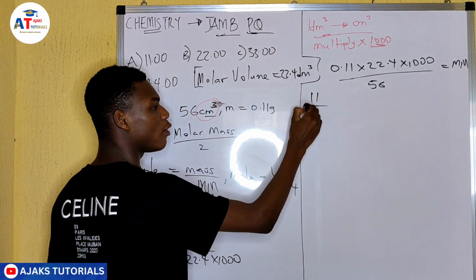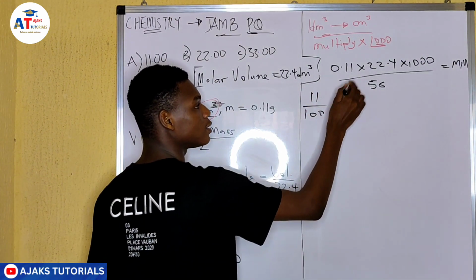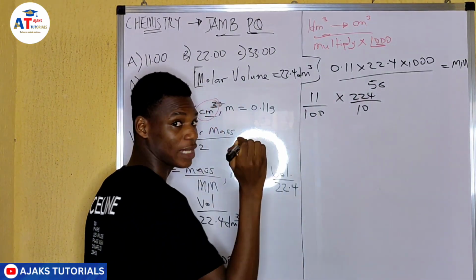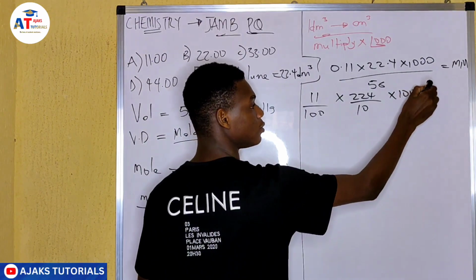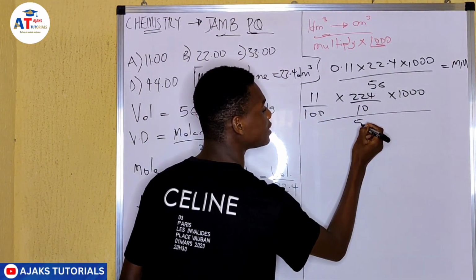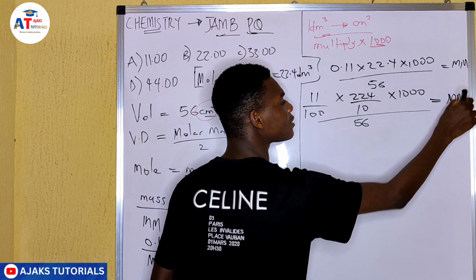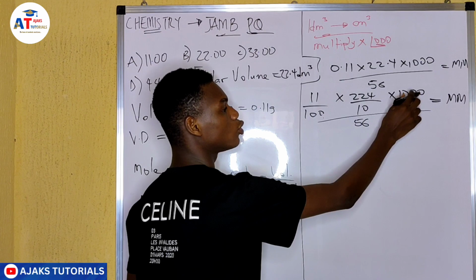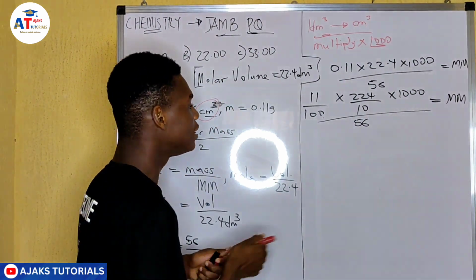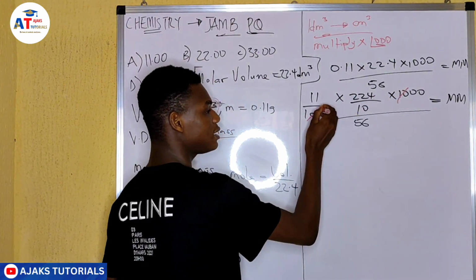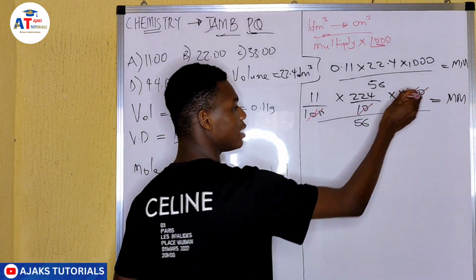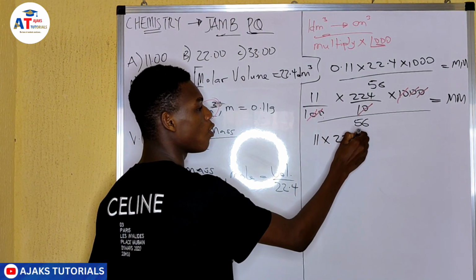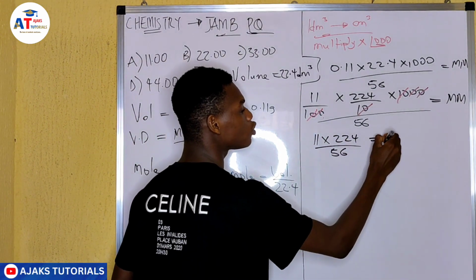Now watch. 0.11 means 11 over 100. Times 22.4, which means 224 over 10, times 1000, divided by 56, equal to the molar mass. Now, watch this. 1, 2, 3. 1, 2, 3. So this is cancelling out, this is cancelling out, this is cancelling out. I'm going to be left with 11 times 224 over 56 equal to molar mass.